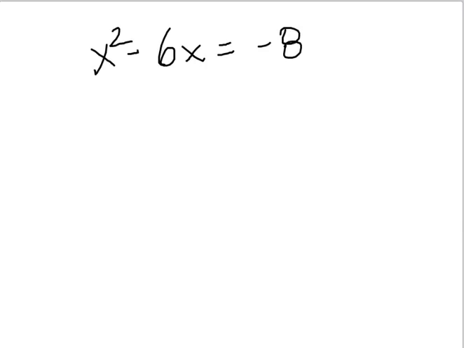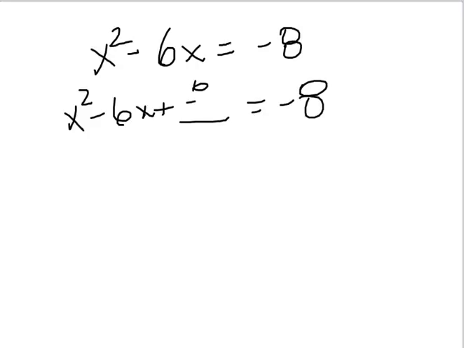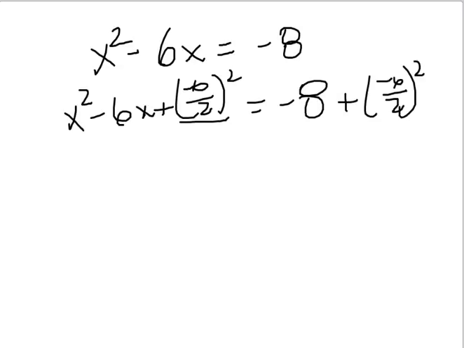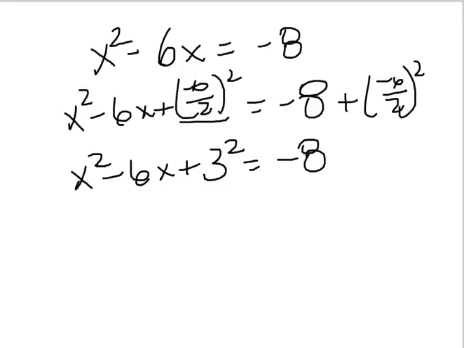Alright, what if I have x squared minus 6x equals negative 8? Now, if I added 8 to both sides, I'd have x squared minus 6x plus 8 equals 0. And that's not a perfect square. So what do I need to add to both sides to make it a perfect square? Well, it's going to be negative 6 over 2 squared, and that's going to be 9. So I get x squared minus 6x plus 3 squared equals negative 8 plus 9.